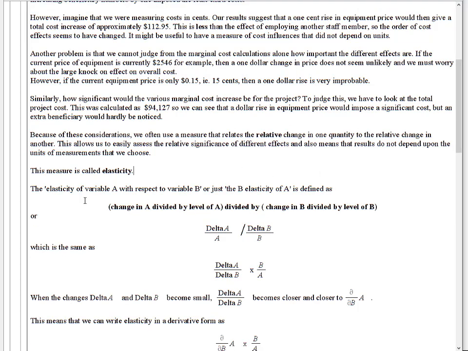The elasticity of variable A with respect to variable B, sometimes called the B elasticity of A, is defined as the change in A divided by the level of A, in other words the proportionate change in A, or the percentage change in A if you put it in percentage, divided by the change in B divided by the level of B. So this is delta A over A. If you multiply this by 100, you have the percentage change in A. If you multiply this by 100, you have the percentage change in B. So it's the ratio of the percentage changes.